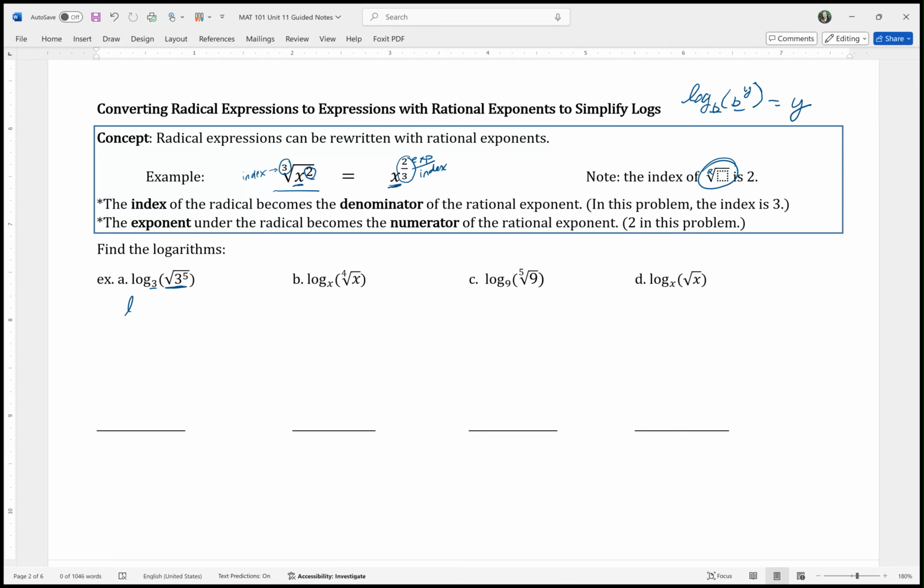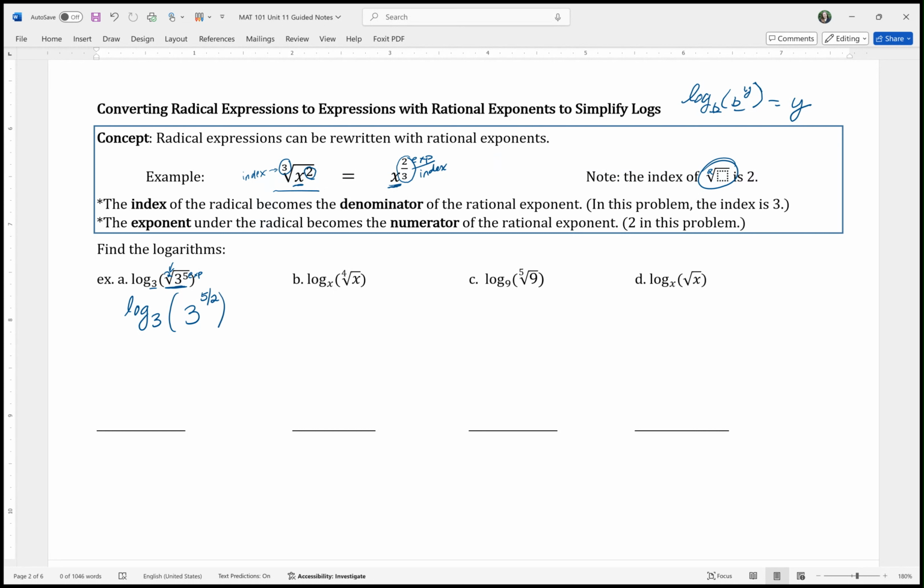Okay, so this means we're going to have log base 3, and we're converting this square root of 3 to the 5th to be 3 to some power. So our base is 3. What is the exponent here? That's going to be 5, but what is the index here? We can't see that, but that's understood to be 2 because this is a square root. So we're going to raise this 3 to the 5/2 power.